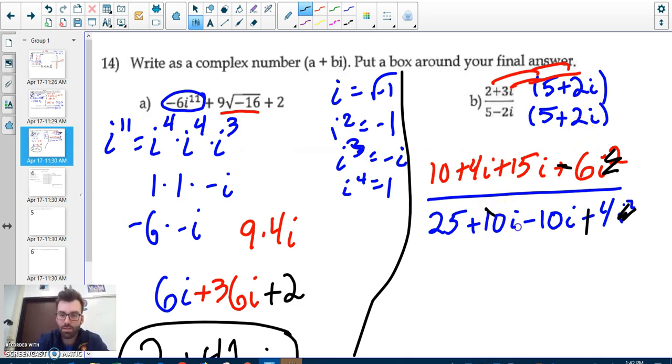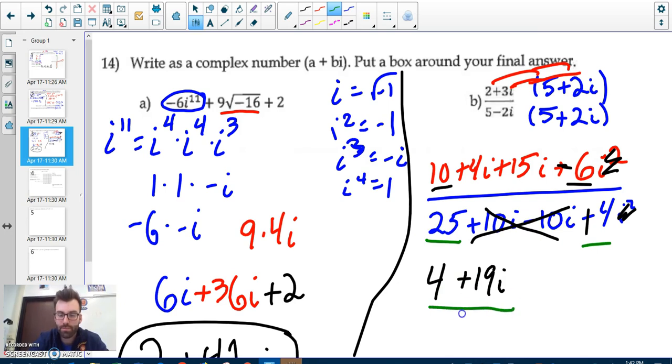Combine my like terms on the top. Oh look, these also cancel. I got negative 6 and 10, so I have 4. 4i and 15i gives me plus 19i. Combine my like terms in my denominator. I have 25 and positive 4. 25 plus 4 gives me 29.